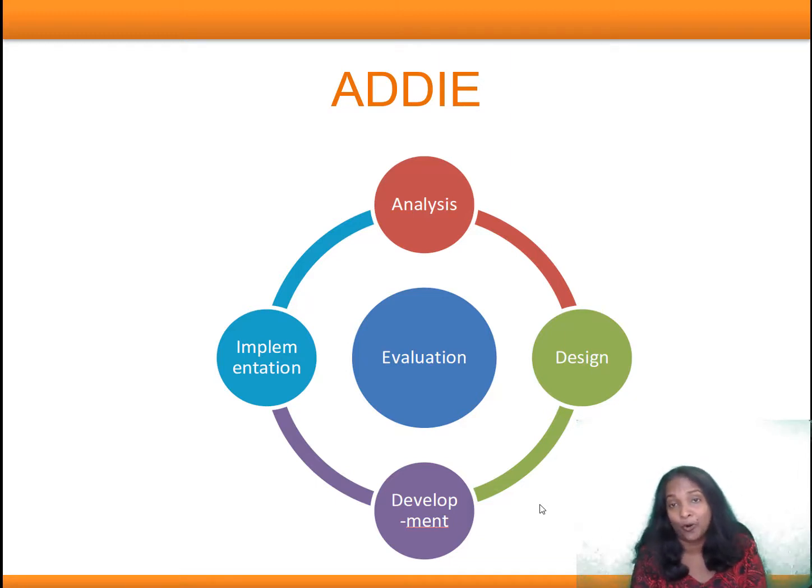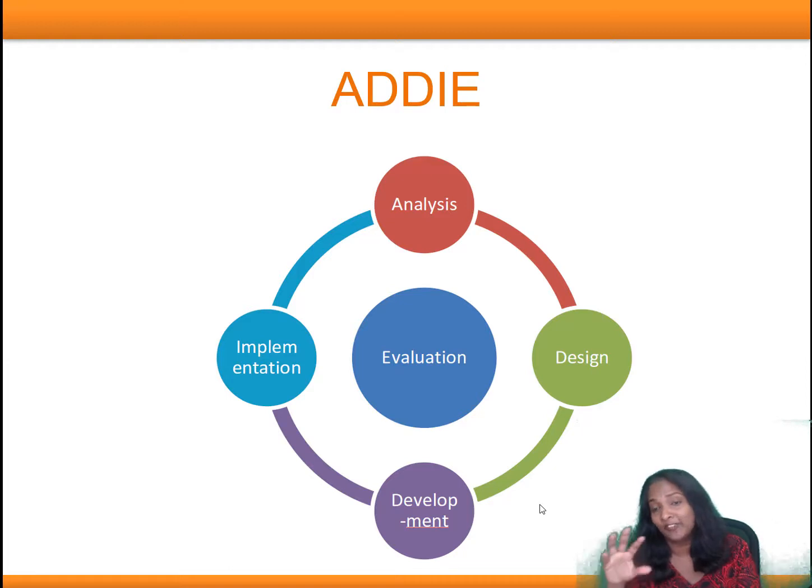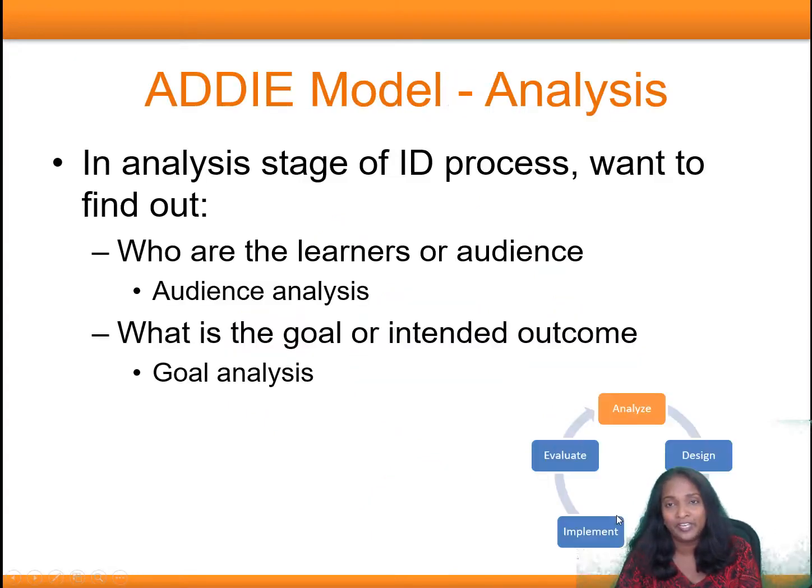ADDIE is one that you are probably already familiar with, right? It's described more as a process including analysis, design, development, implementation, and evaluation. Some visuals include evaluation along with the four in a linear manner, and some include it at the center. Actually, evaluation should occur at every phase, not necessarily only at the end. So I have a slide for each of the ADDIE phases.